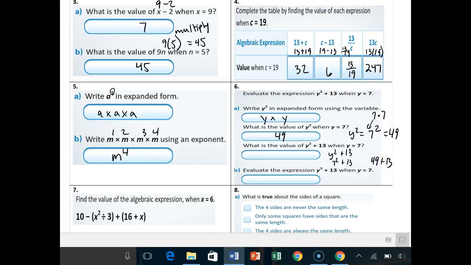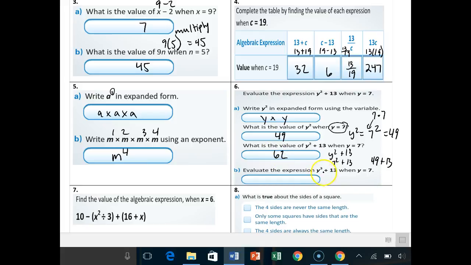I went through that kind of quick, but again, basically you're plugging in what you want y to equal, which in this case, they tell us it's 7. Squaring it, which is 7 times 7, not 7 times 2, and then adding 13 to it. So we have 49 plus 13, which gives us 62.